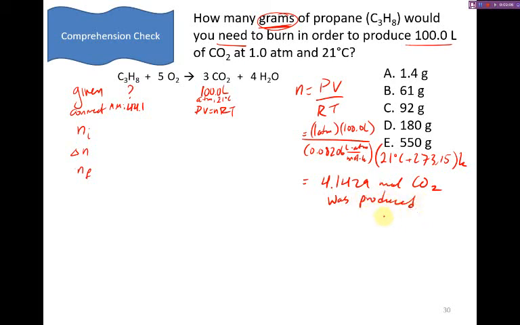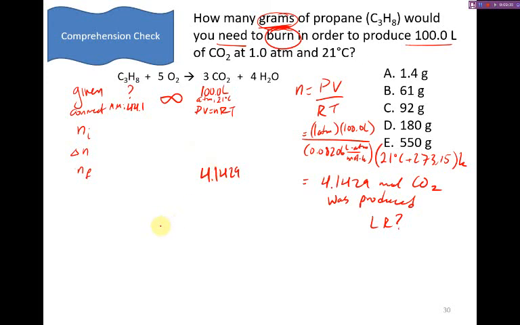Now, do we need to consider a limiting reactant? Well, we're burning. And whenever we're burning, we actually assume that we have an infinite amount of oxygen, unless you're told otherwise. So in this case, we don't have to consider a limiting reactant. So then the moles that's produced would have been 4.1429 moles.